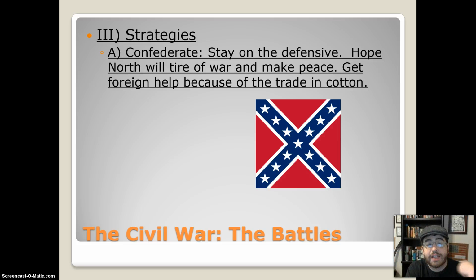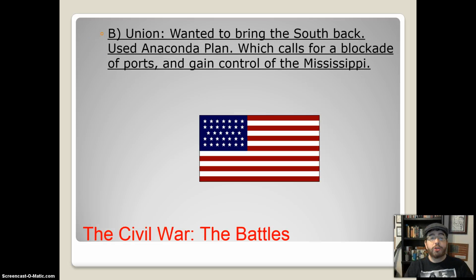controlling the cotton trade, the South can get help from European powers like England, who still wants revenge from the American Revolution. While the Union, or the North, wants to bring the South back, and they use what's called the Anaconda Plan, which calls for a blockade of all ports and to gain control of the Mississippi. More or less, they want to squeeze the life out of the southern states by controlling the trade, by not allowing any ships to get in and out, by not allowing any ships to go up and down the Mississippi, more or less making their exporting economy come to a halt.